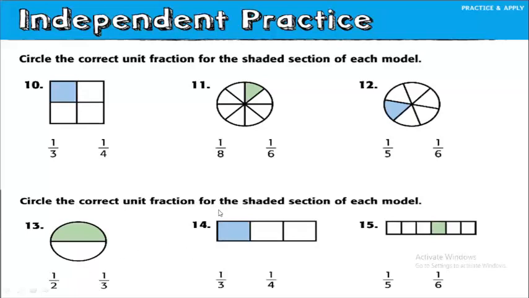Here, number 14. How many parts in this shape? We have 1, 2, 3. So the unit fraction will be 1 over 3. We can read it as 1/3. Here, how many parts? 1, 2, 3, 4, 5, 6. So the unit fraction will be 1 over 6 as 1/6.